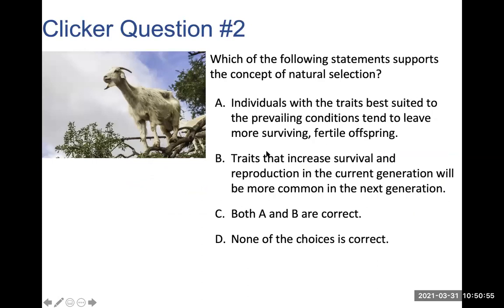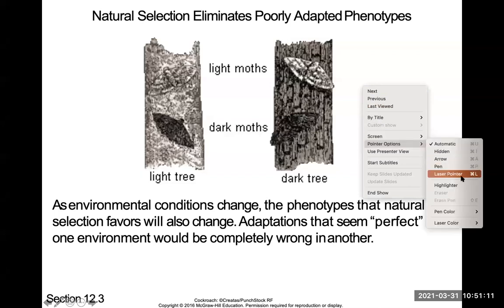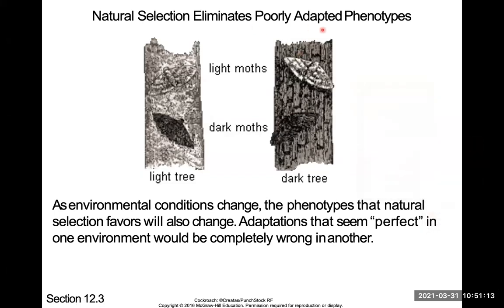I think we already worked on these questions, so I'm going to move on here. These are called peppered moths. This is a very, very common example that's been used for natural selection. The title of the slide is that natural selection eliminates poorly adapted phenotypes. You already know what phenotypes are. Phenotypes are the traits. In this case, we're talking about the color of the peppered moth. So in Europe, this was the color of the trees. They were light in color. And there was a peppered moth that was a peppered color.